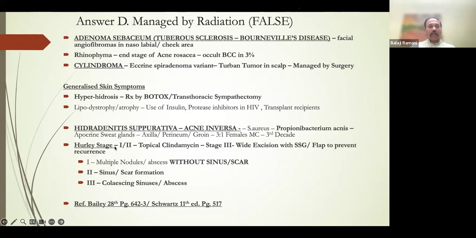So this is known as the early stages. Stage 1 and 2 can be managed by topical agents and dressings and stuff like that. But whenever it goes to stage 3, we have to plan for a wide excision with a skin graft or a flap to prevent a recurrence. So that is the way we have to manage it.